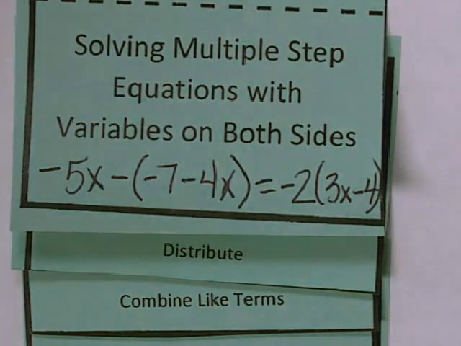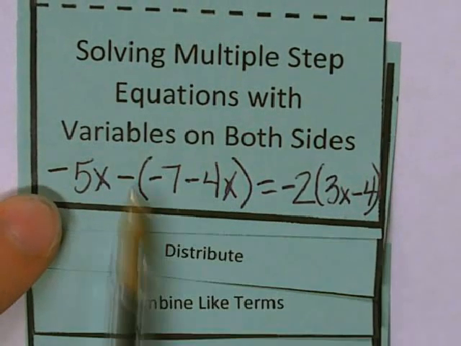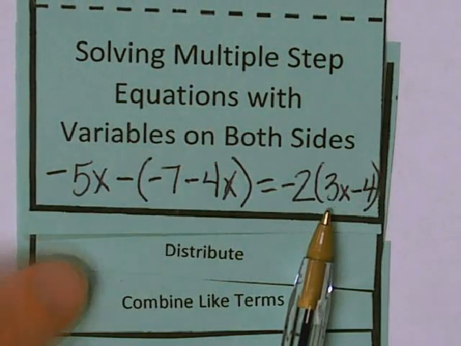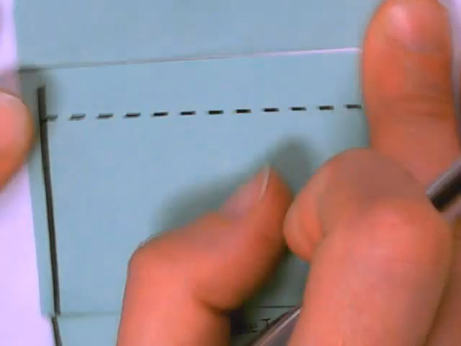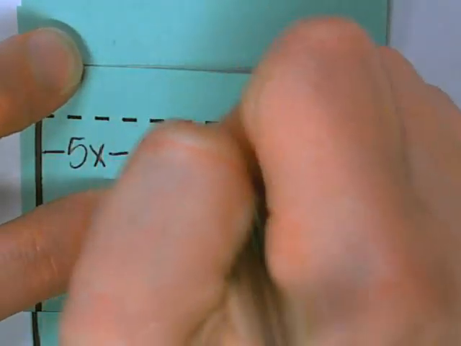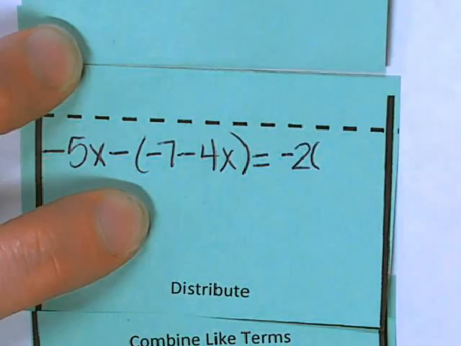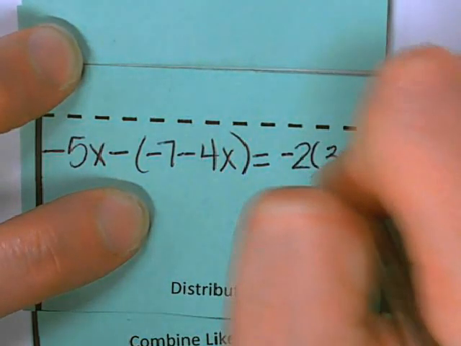So, the very first step that we're going to do, just like the very first step we did on this blue page over here, is we're going to distribute. Okay, that's what it says, distribute first. So we have parentheses here and we have parentheses there. So I'm going to write the equation again on the inside. So it was negative 5x minus, parentheses, negative 7 minus 4x, equals negative 2 times, parentheses, 3x minus 4.